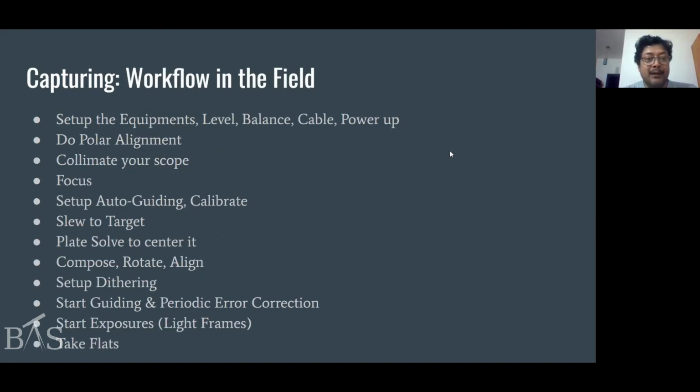So, workflow once you reach the field. You don't need to do it in this order, by the way, but this is a general recommendation of order, and depending on your equipment, this order would change a bit. You want to do certain things before and certain things afterwards. So you set up your equipment, level and balance, power up and put all your cabling.